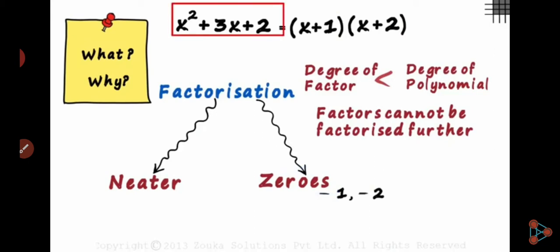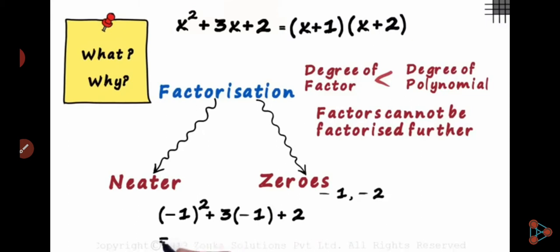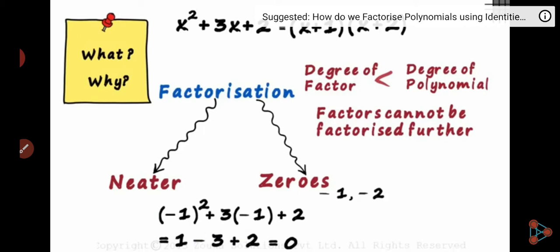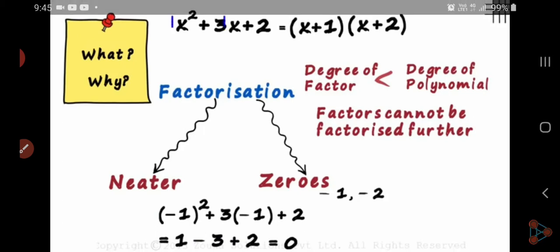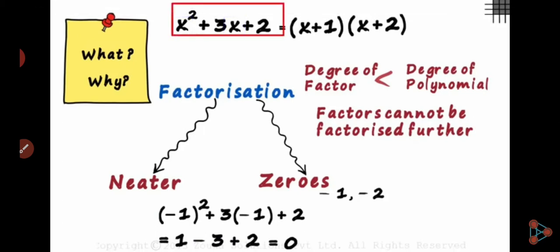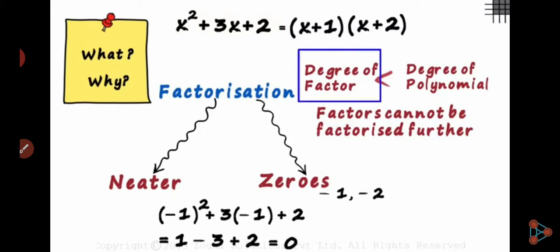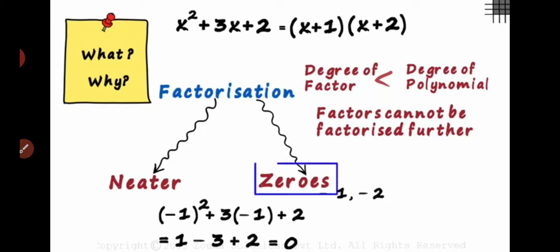When we put x equal to minus 1 in this equation, we get 0. If the answer is 0, our value is right. It gives 0, so minus 1 is a zero of this equation. Now let's put minus 2 in this equation. So what do we get? Minus 2 squared plus 3 into minus 2 plus 2, which is 4 minus 6 plus 2.